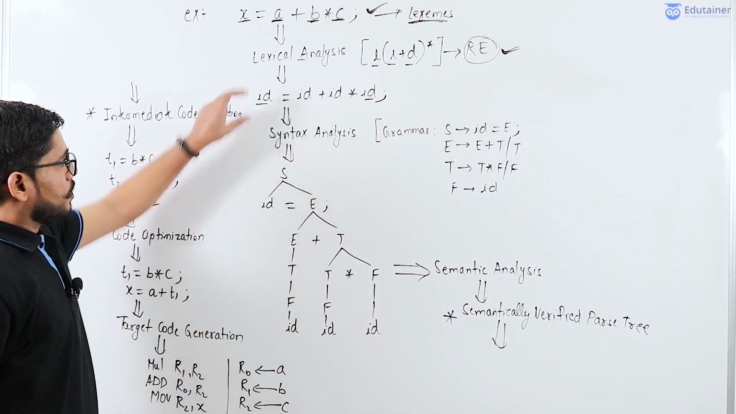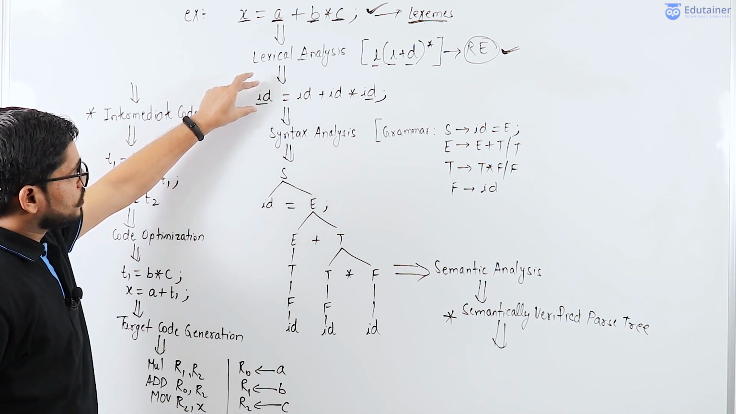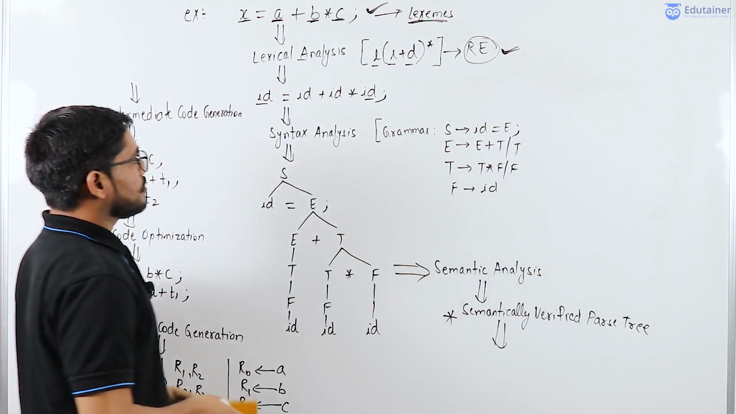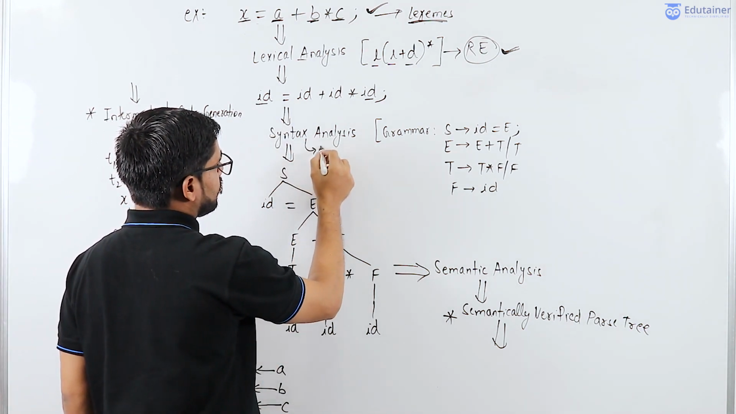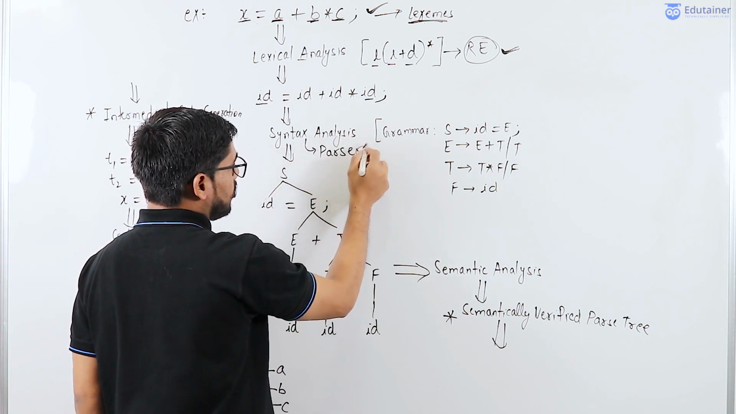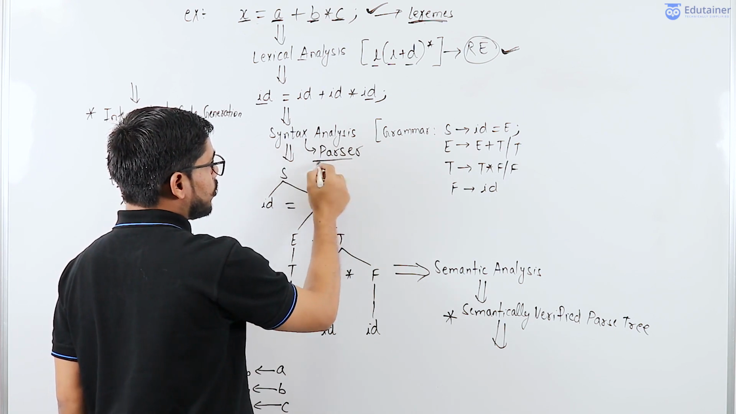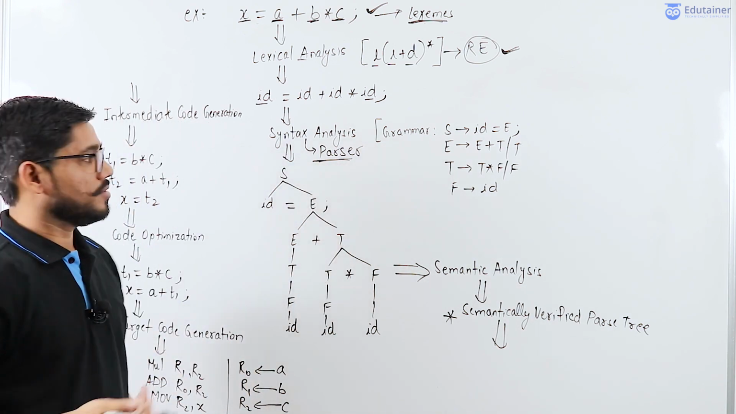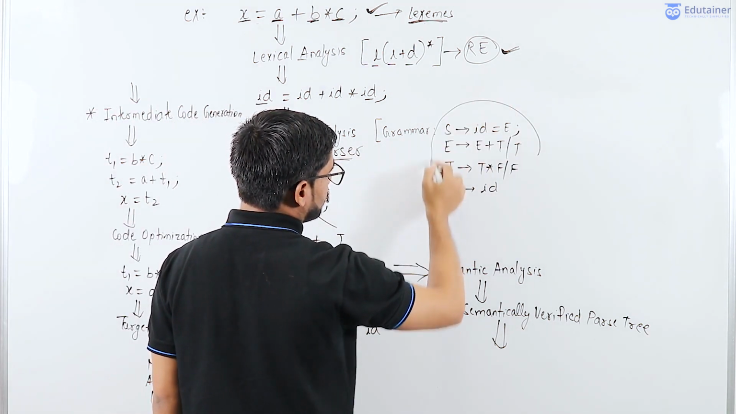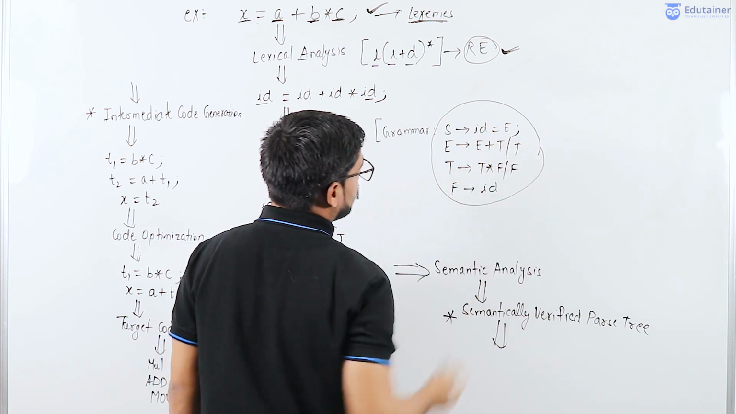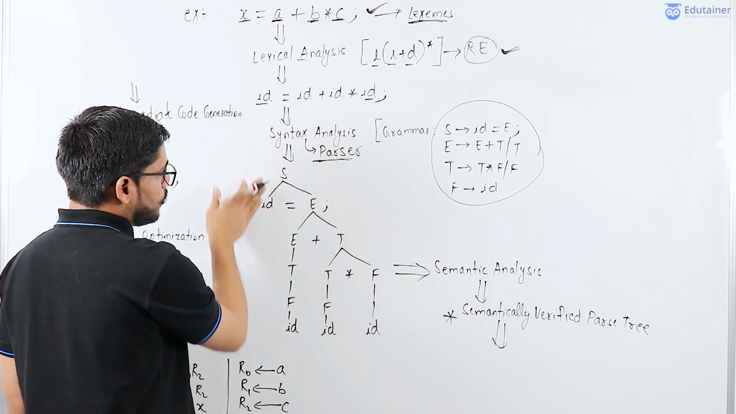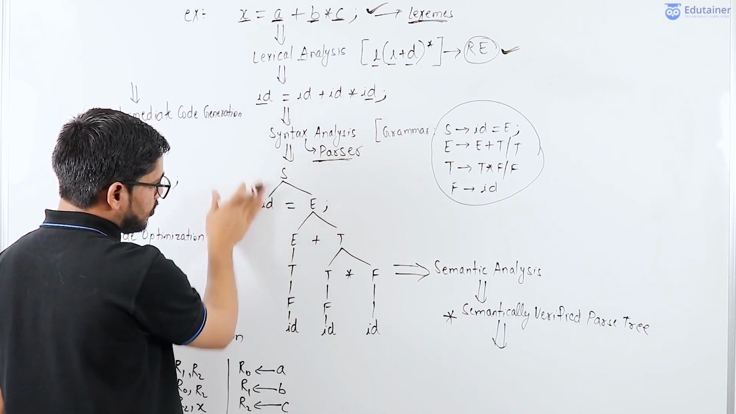Okay, now this stream of tokens is passed to the syntax analysis phase. Syntax analysis phase is also called parser, and it is one of the most important phases in compiler design. This syntax analysis phase takes the grammar which I have written here, and using this grammar it will convert the stream of tokens into the parse tree. So this is nothing but a parse tree.